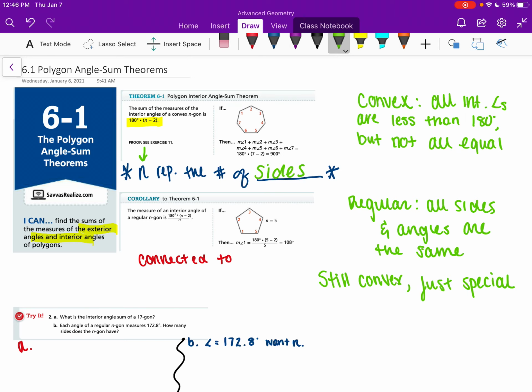The corollary to this theorem, and corollary just kind of means it's connected to, like it's not really its own theorem, but it's part of the other one, is the measure of the interior angles of a regular n-gon is 180 times n minus 2, divided by n. And regular is just going to mean that all of the sides and the angles are the same. It's still convex, because they're still less than 180. It's just special because they're all congruent.